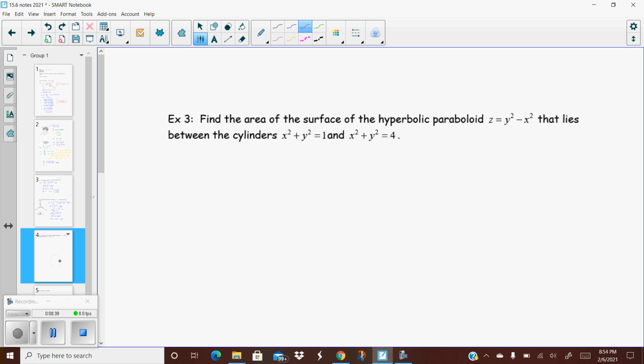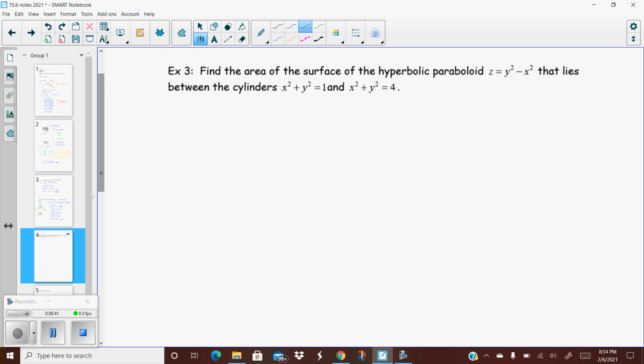Okay, one more. Find the area of the surface of the hyperbolic paraboloid z equals y squared minus x squared that lies between the cylinders x squared plus y squared equals 1 and x squared plus y squared equals 4.